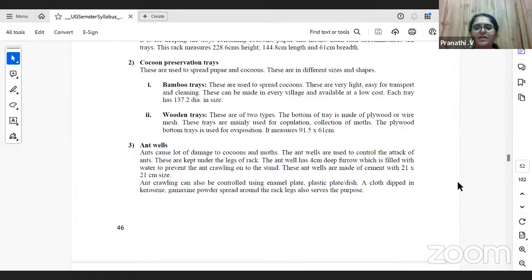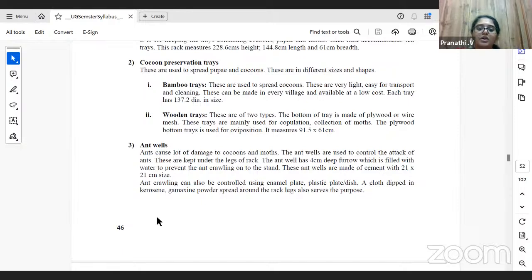Basically, if it's an ant well, you can take small plastic cups also and then fill it with water. This can be done by anybody, in fact, and at any place. People who are staying in the villages, where the ground has mud beside them, just take a bowl of water and then immerse the legs of the cot that you're sleeping in that bowl of water. So what will happen is if ants come in, they fall into the water. Simple. And crawling can also be controlled using enamel plates or plastic dishes or plates.